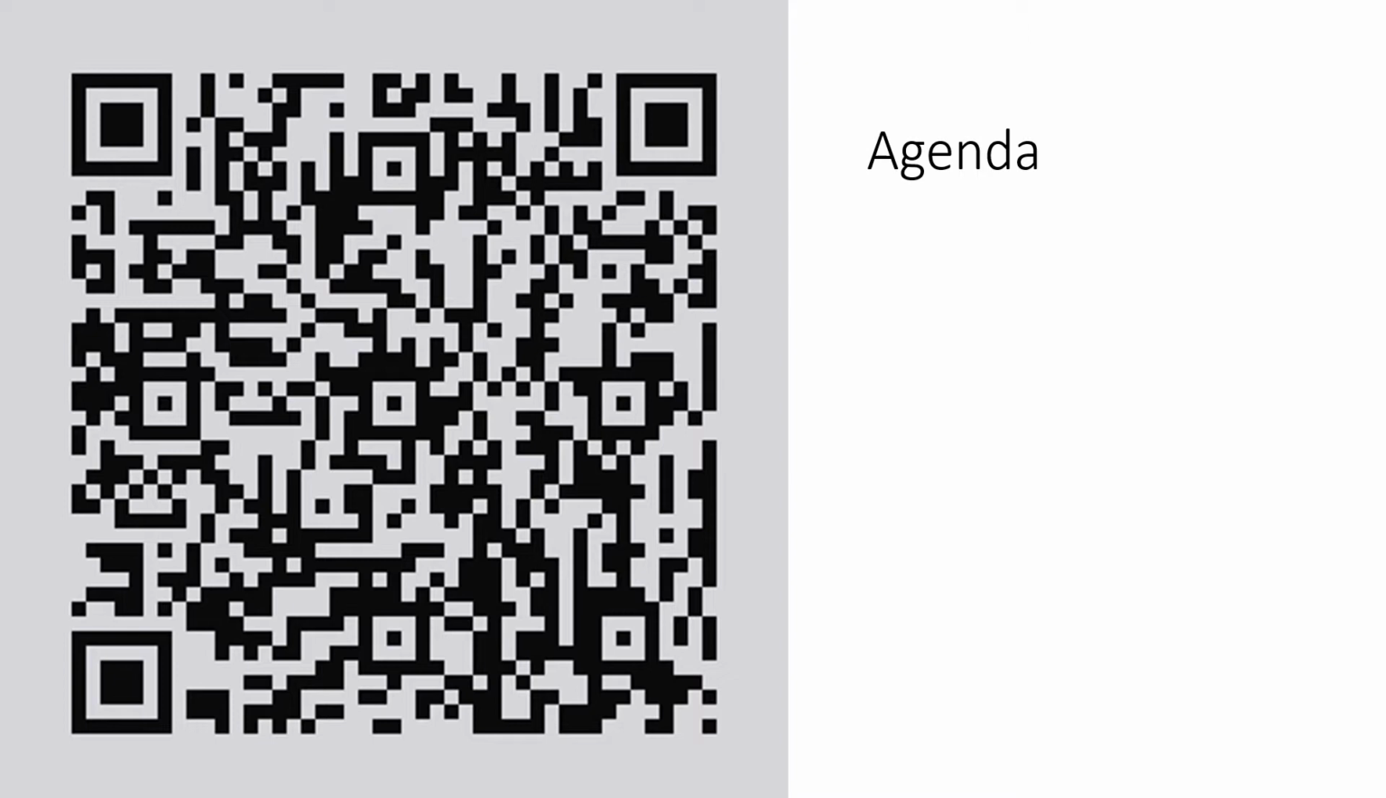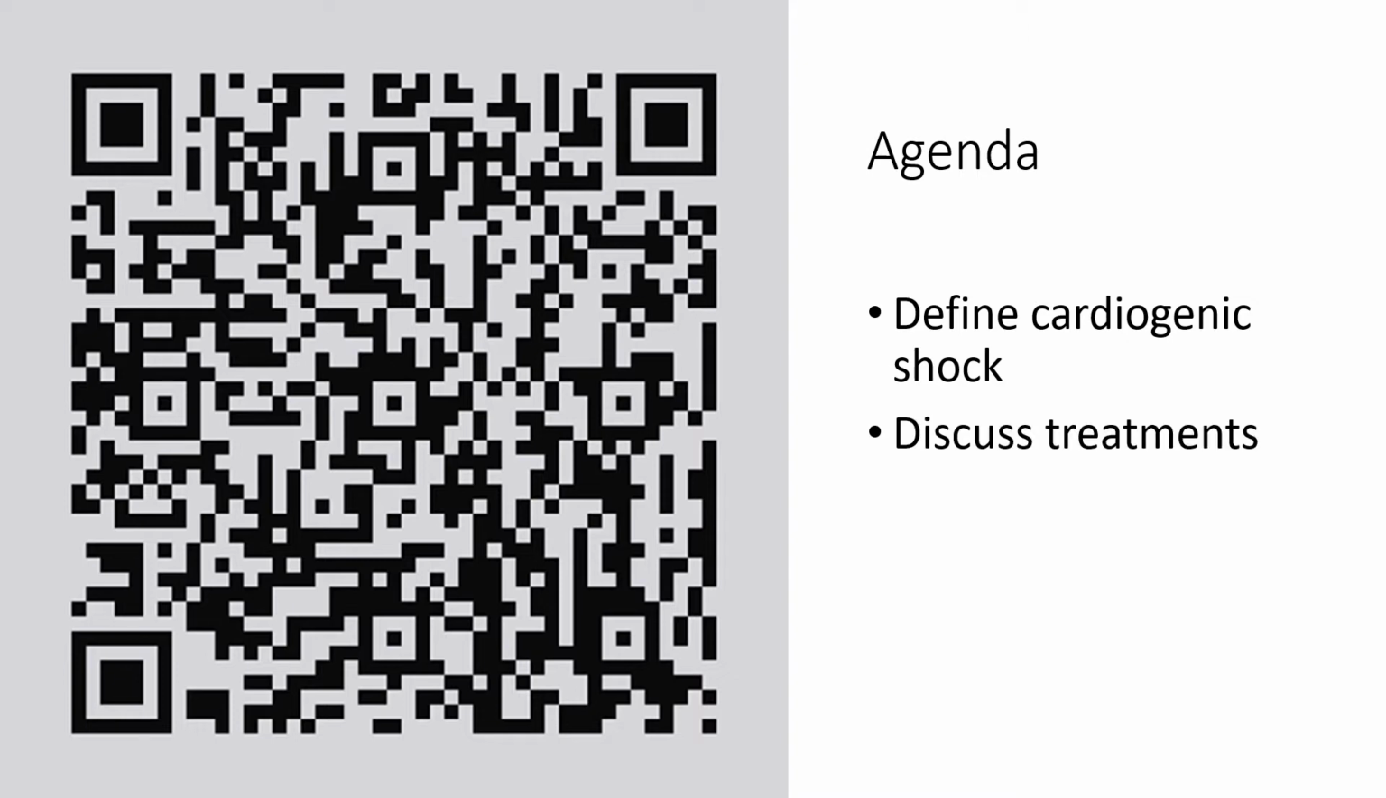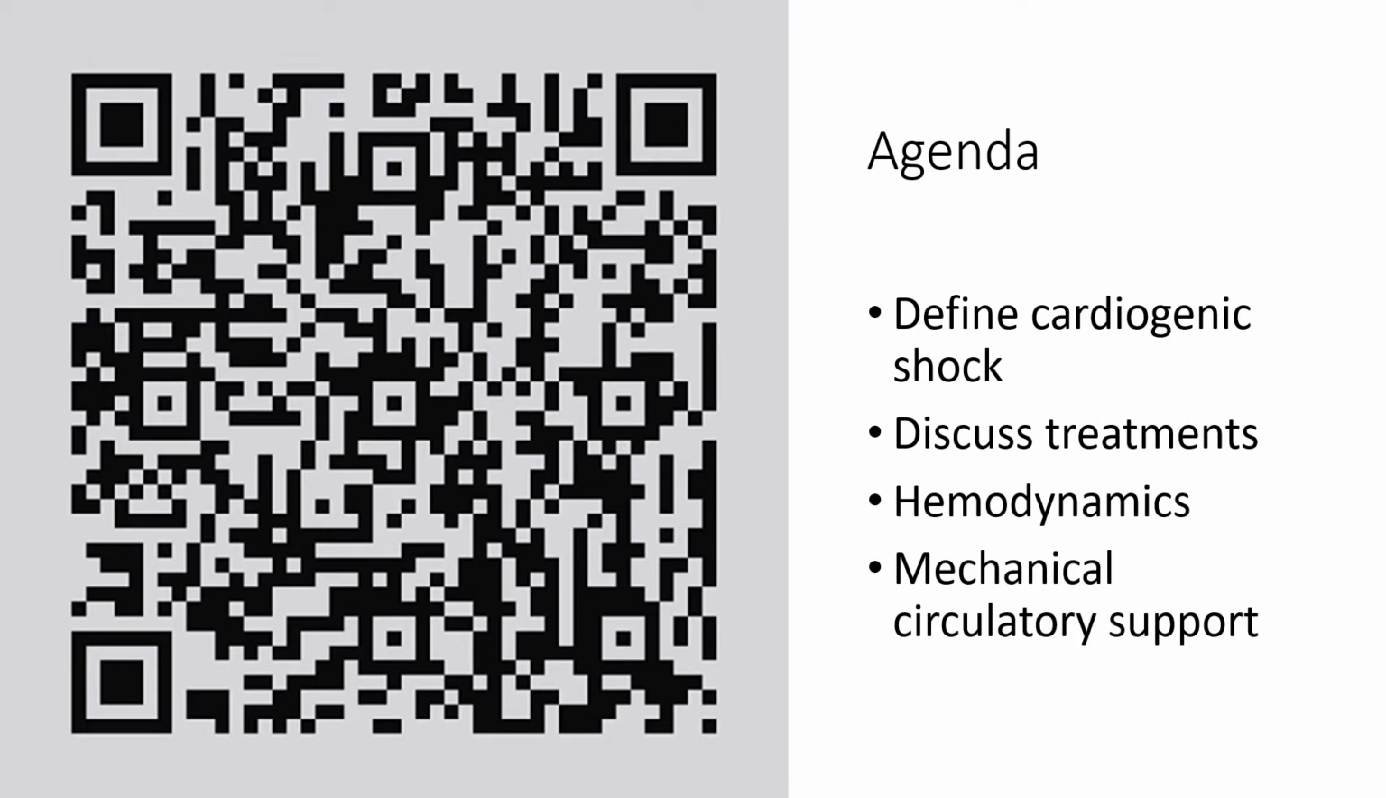So a little bit of the agenda. This is a QR code to the SCAI classifications for cardiogenic shock. First, we're going to define what cardiogenic shock is. We'll discuss the different treatment options which are available. I'll go over hemodynamics, and then we'll also discuss mechanical circulatory support as well.